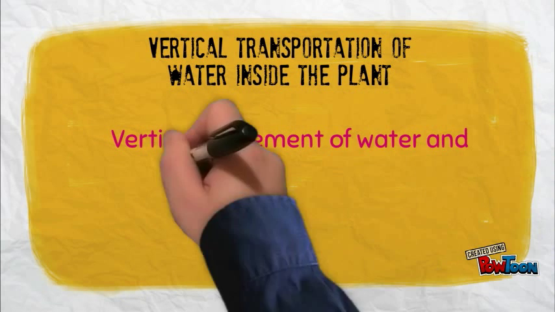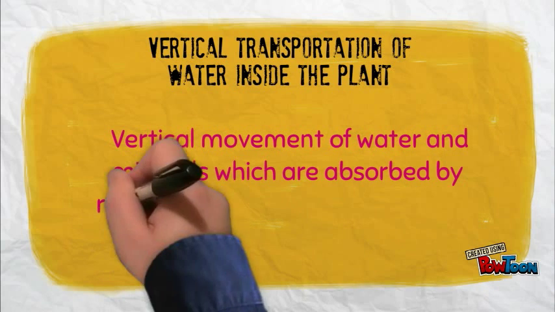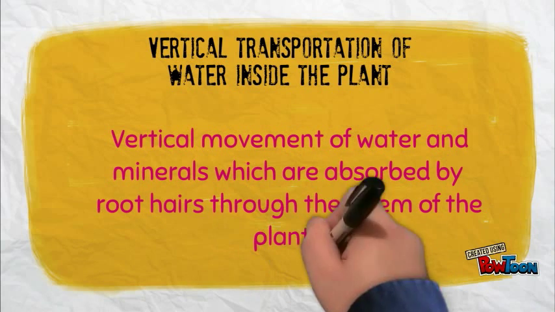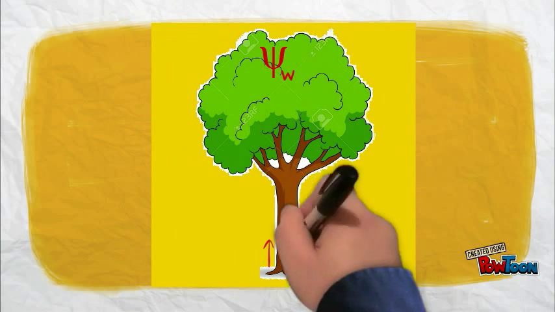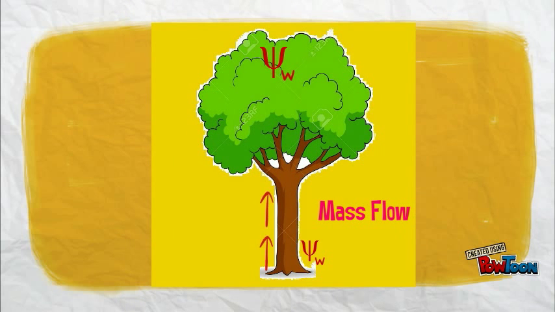Theory of adhesion and cohesion. This was presented by Dixon and Joly, and describes the vertical movement of water in plants. There are four concepts as follows.